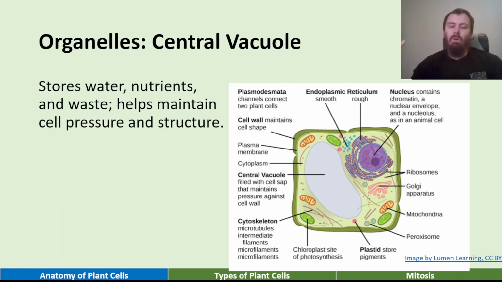As the plant absorbs water, it funnels it into the central vacuole, it blows up like a balloon, and keeps the plant cell really rigid, or turgid. So the turgor pressure is maintained by the central vacuole pushing as it fills up with water against the cell wall to hold it nice and sturdy. So it's responsible for maintaining cell pressure, or turgor pressure.